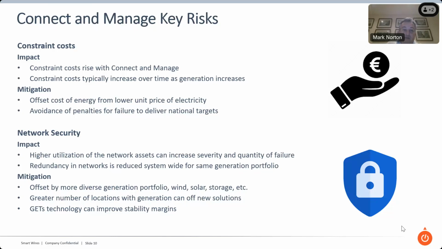Plus the redundancy in networks is reduced, because a lot of these deep reinforcements are being built, but they take time. You are connecting new generators under connect and manage in the same area, most likely. So you're trying to run the network with less redundancy built in. But there's a mitigation yet again for that.